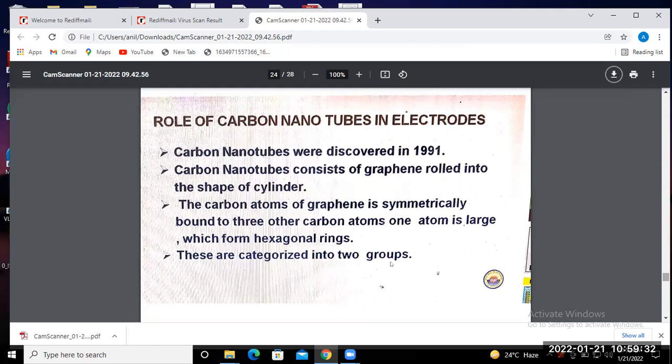So the role of carbon nanotubes in electrodes. Carbon nanotubes consist of graphene rolled into a cylindrical shape. The carbon atoms of graphene are symmetrically bonded to three other carbon atoms. One atom is large, which forms hexagonal rings.